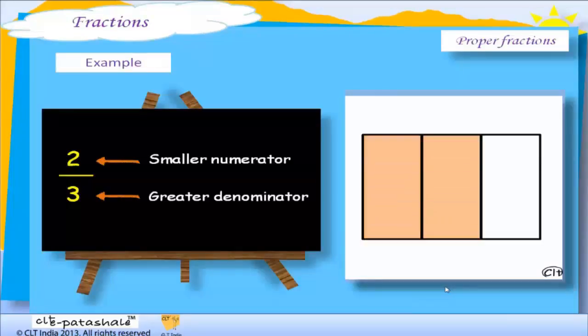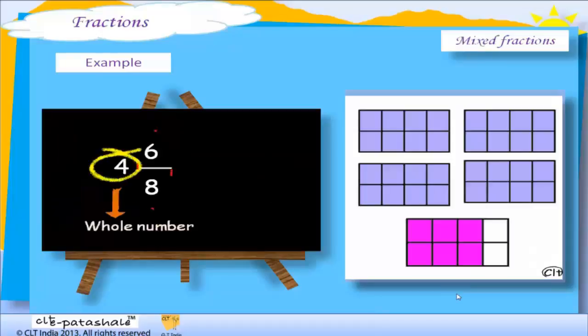2 by 3. 2 is a smaller number than 3. Therefore, this fraction has a smaller numerator and a greater denominator. Therefore, it is a proper fraction. The fraction 4, 6 by 8. 4 is a whole number and 6 by 8 is a proper fraction.